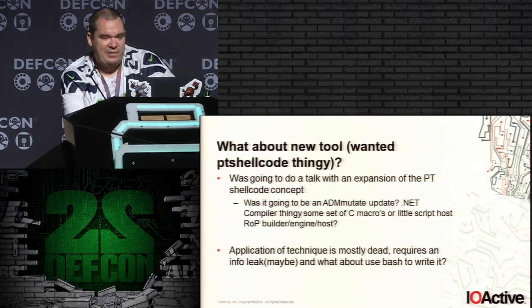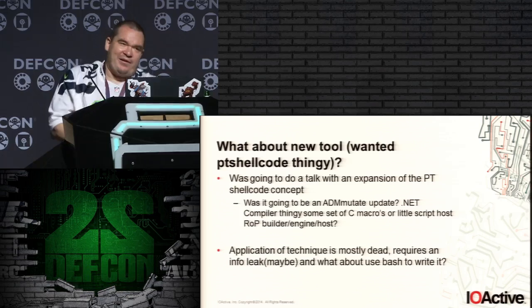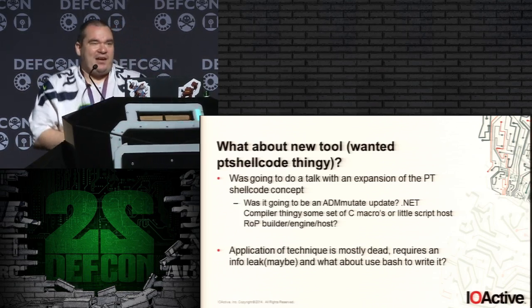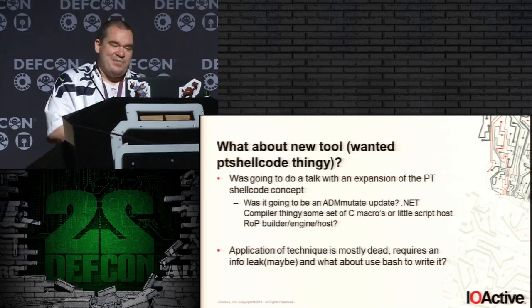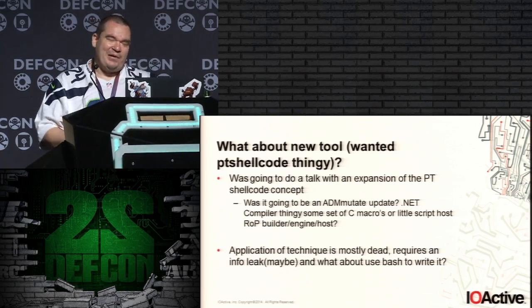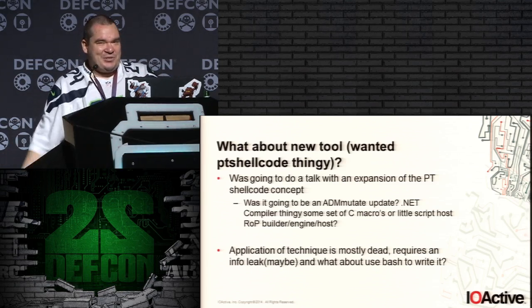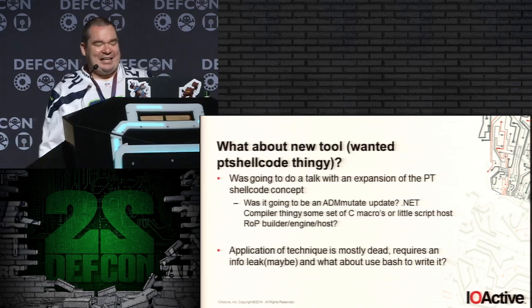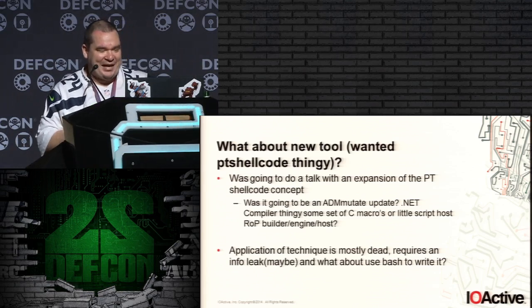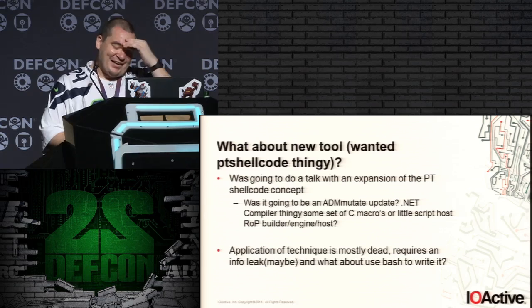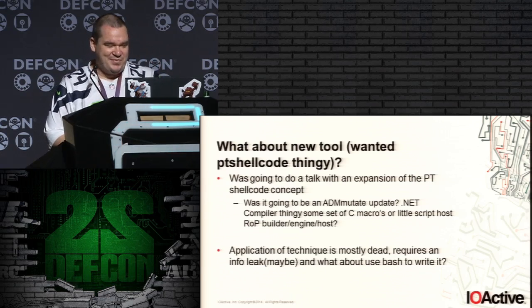I spent some time wrestling with how to do this. I'm going to do this as an ADM mutate update. They released this .NET compiler thing, maybe I'll do a compiler. And maybe I'll do it as a bash script. And it's really hard to deal with those nulls in bash.